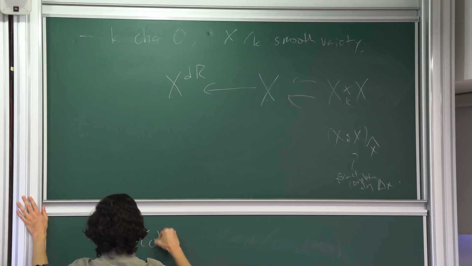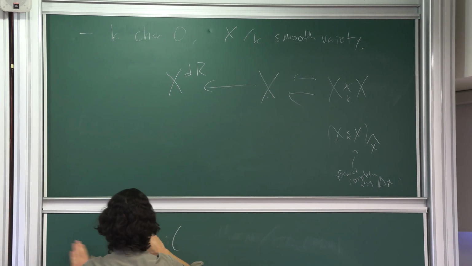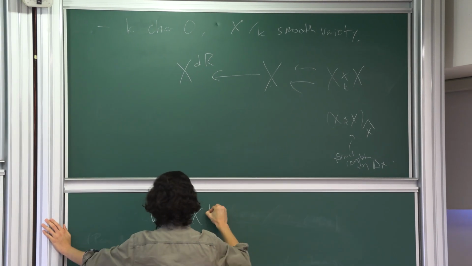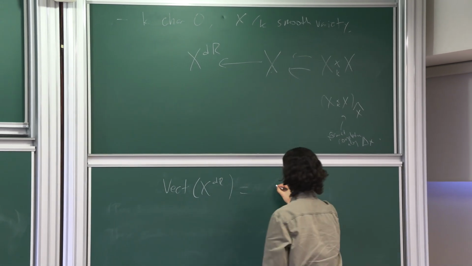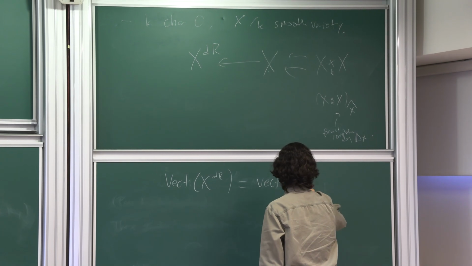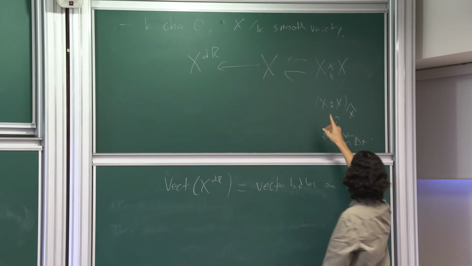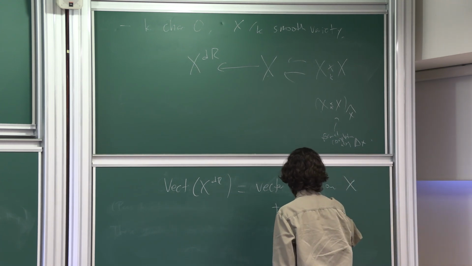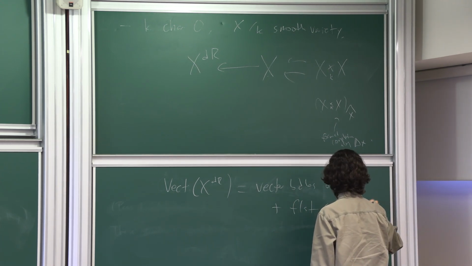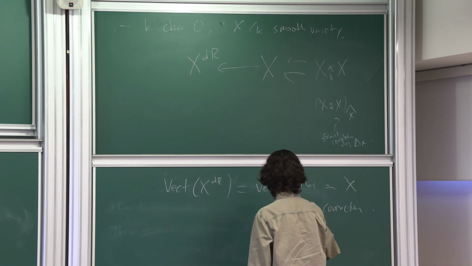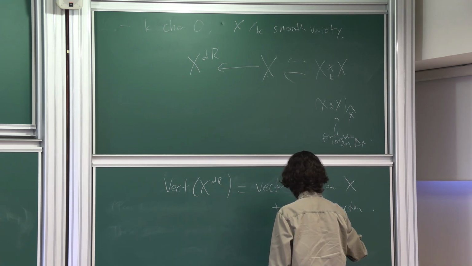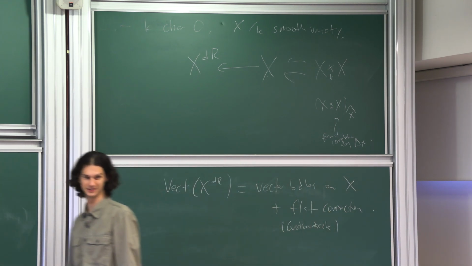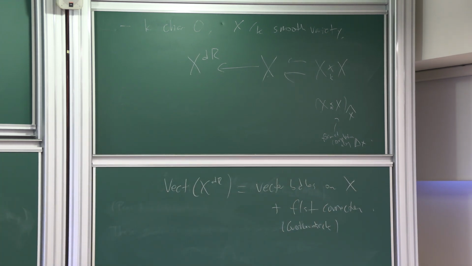So what are quasi-coherent sheaves on this? Or let's say vector bundles. Vector bundles on X de Rham is the same thing as vector bundles on X equipped with some kind of descent datum, but that descent datum exactly amounts to a flat connection. That's Grothendieck's interpretation of what a flat connection is. It's exactly giving descent, identifying infinitesimally close points.